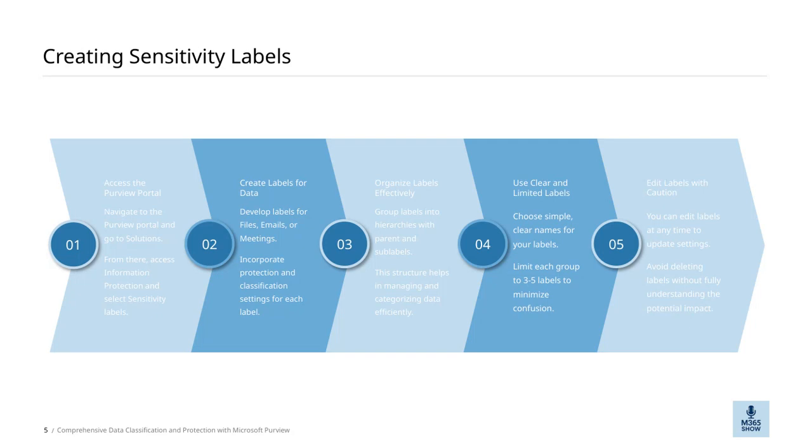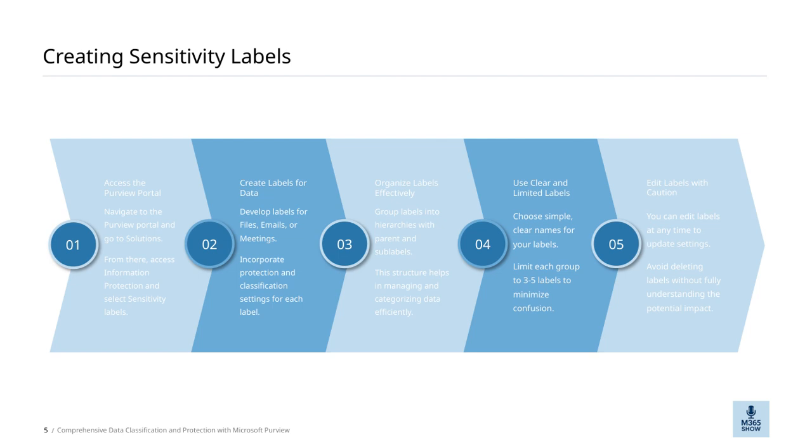Now, let's walk through how to create sensitivity labels in Microsoft Purview. First, you'll want to navigate to the Purview portal and go to the Solutions section. From there, access the information protection area and select sensitivity labels. This is where the magic begins. Next, develop labels for different types of data, such as files, emails, or meetings. Think about what makes sense for your organization and the kind of data you want to classify and protect.